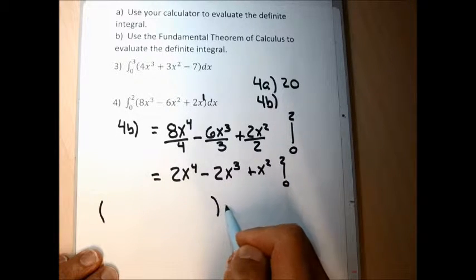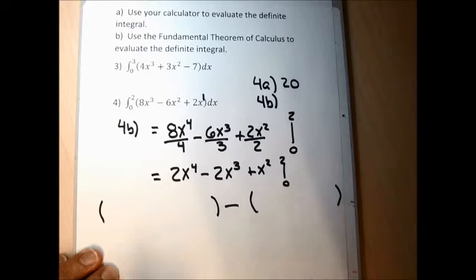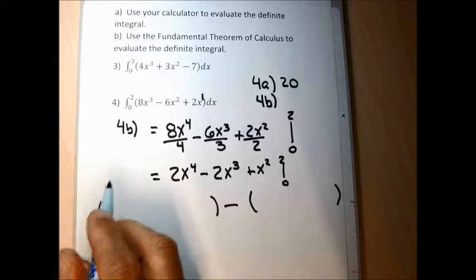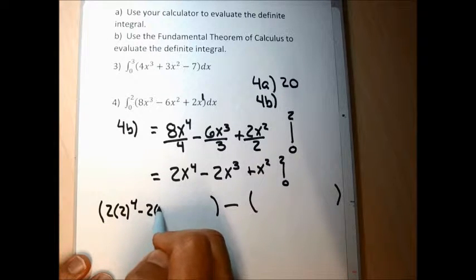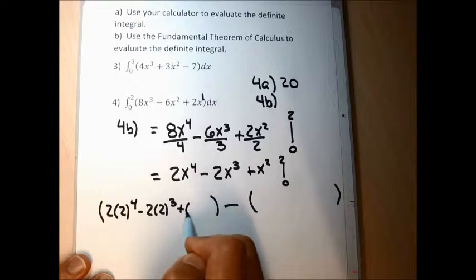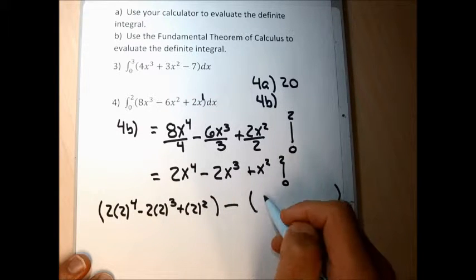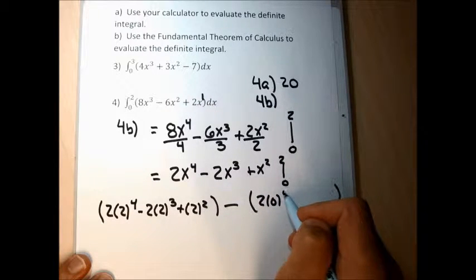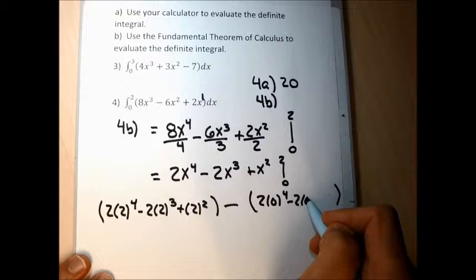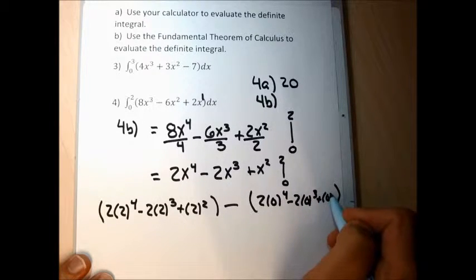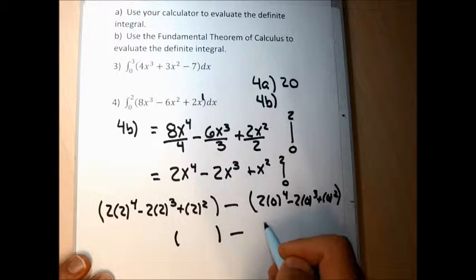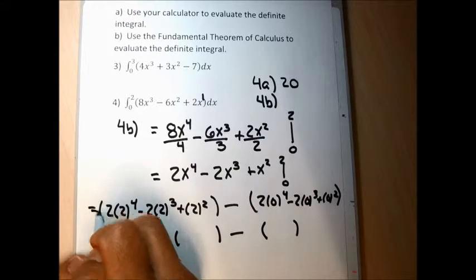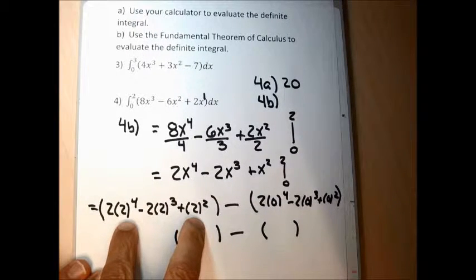I'm reminding myself I need to plug both 0 and 2 in for x. So now I'm going to set myself up with two parentheses with a minus sign between. In the first parentheses, I'm going to take these three terms and plug 2 in: 2 times 2 to the 4th minus 2 times 2 cubed plus 2 squared. In the second parentheses: 2 times 0 to the 4th minus 2 times 0 cubed plus 0 squared. At some point, you can use your calculator. What I want to see in your work is that each parenthesis simplifies into a single number.